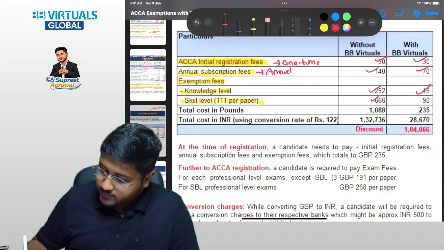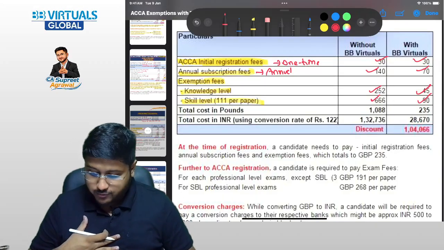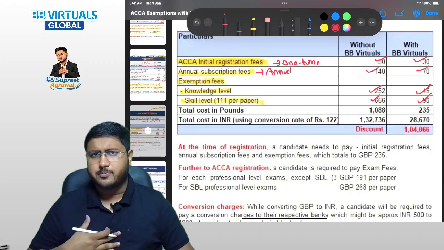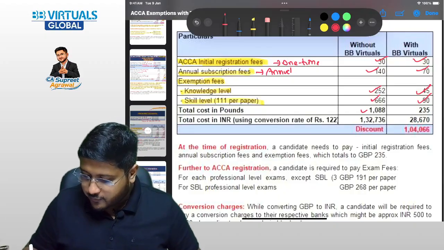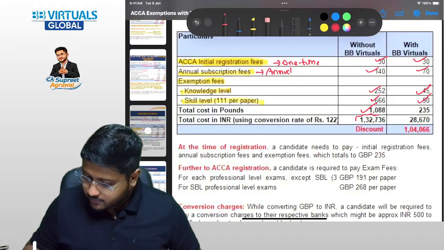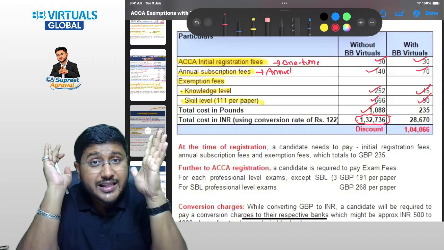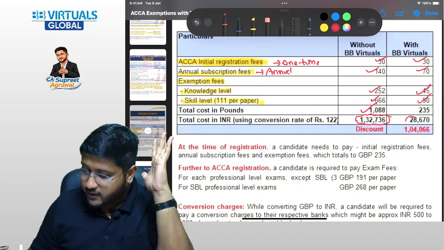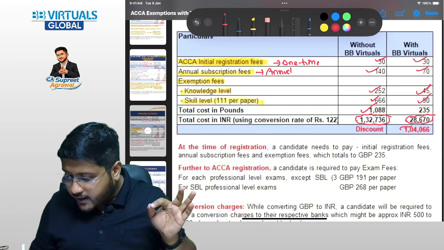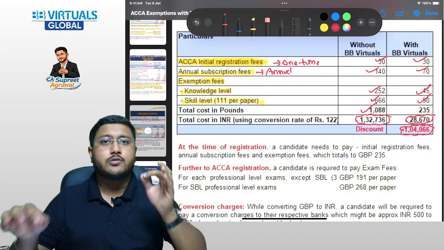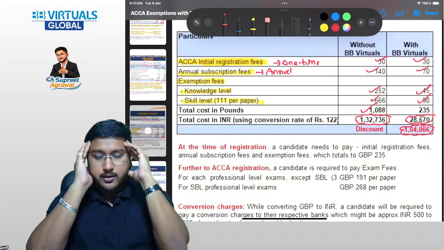For skill level, it's 666 pounds, but with us, it's only 90 pounds. Okay, sir, how 90 pounds? 15 per paper, right? So there comes a huge discount, my dear friends. If you go directly without us, then 1,32,736 rupees is the fees without the exam fees. But if you go with us, that's only 28,670 rupees. So you get a direct discount of 1,04,066 rupees, my dear friends. That's, I would say, a huge amount, right?